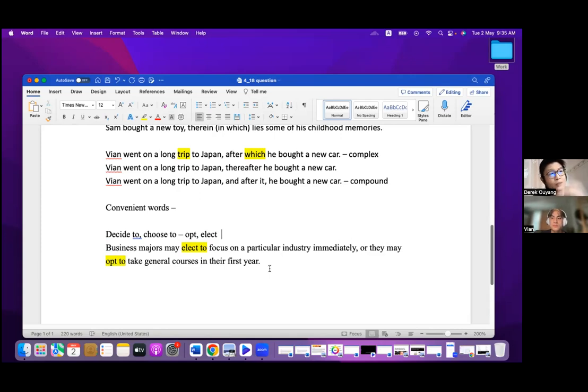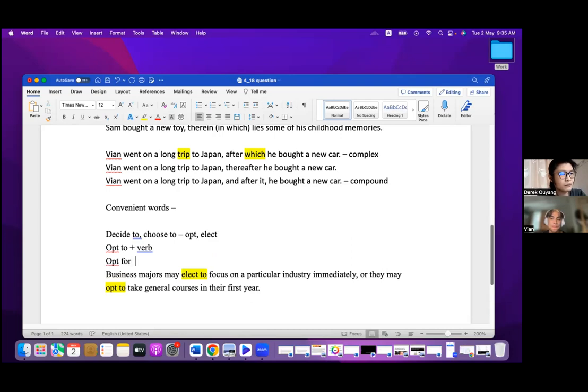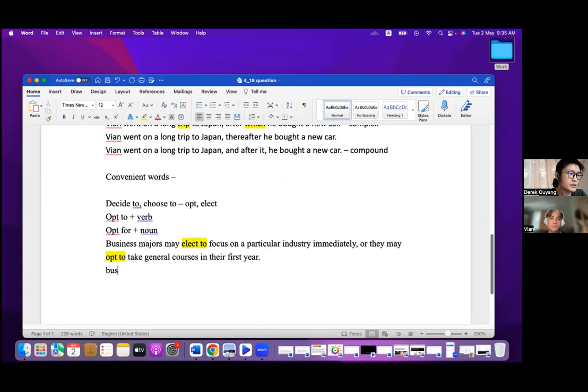Now, elect, you can use it the exact same way as decide. Opt, there are options. You can say opt to plus a verb, opt to do. You can also say opt for with a noun. So the same sentence, I can also say business majors, blah, blah, blah, or they may opt for general courses in their first year. That's fine too. And personally, I would go with this one because I also don't like the verb take. I think take is also very convenient.